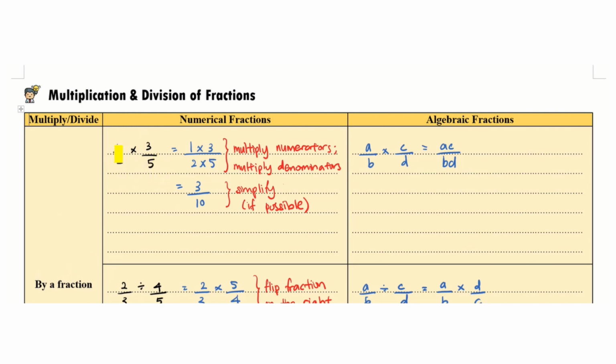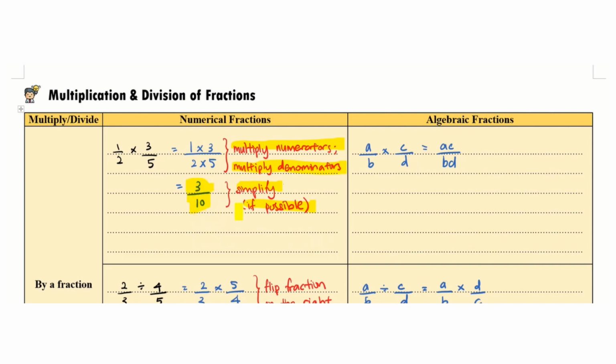When we have half times 3 over 5, what we usually do is simply multiply the numerators and also multiply the denominators together. Then after that we will simplify whenever it is possible. In this particular case, we will get the answer to be 3 over 10, which cannot be further simplified anymore.